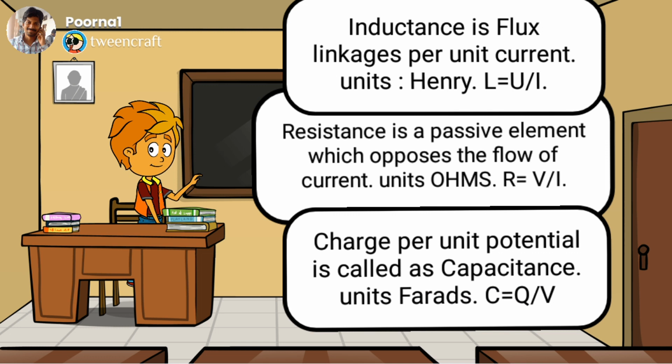Resistance is a passive element which opposes the flow of current. The units are ohms. And the formula from Ohm's law is R equal to V by I. Inductance is defined as flux linkages per unit current, that is L equal to psi by I. Units are Henry. Capacitance is defined as charge per unit potential. C is equal to Q by V, and the units are farads.